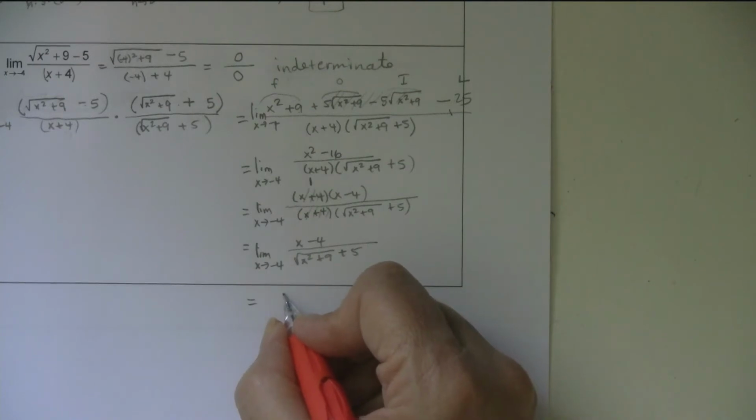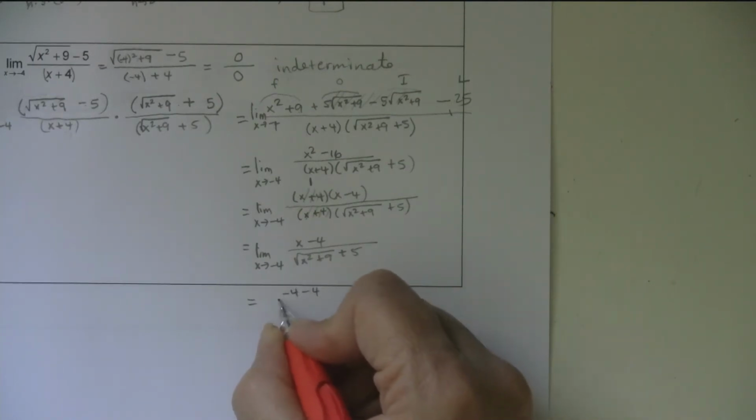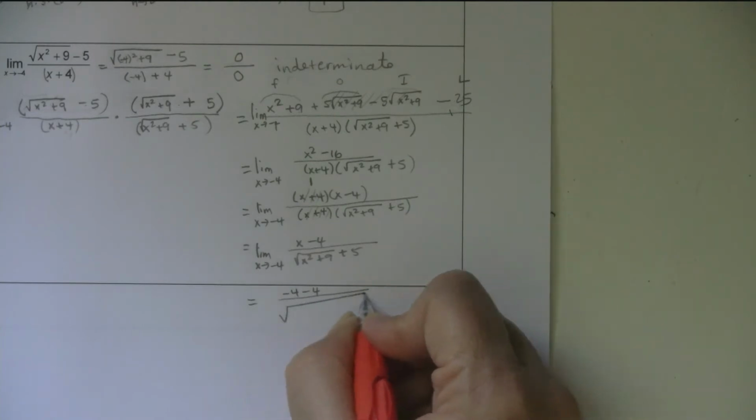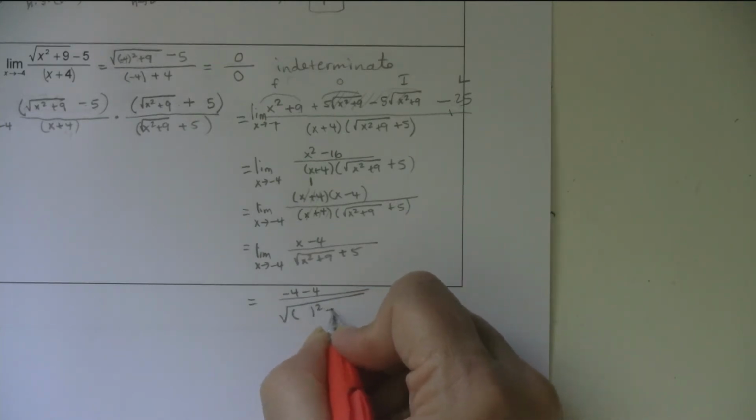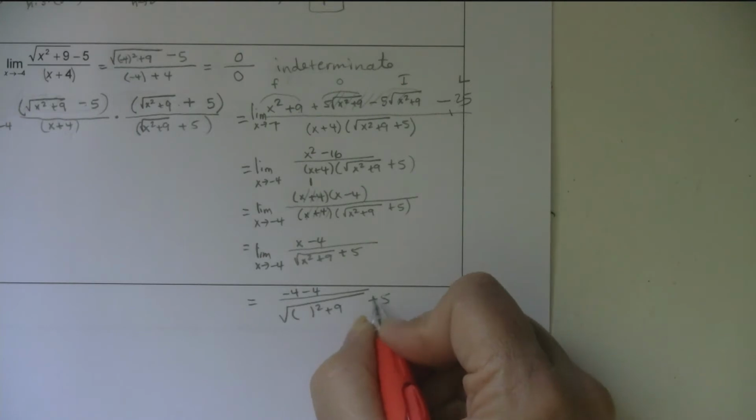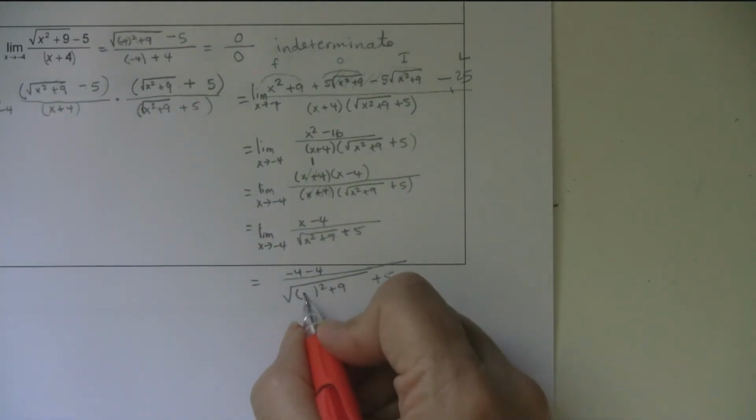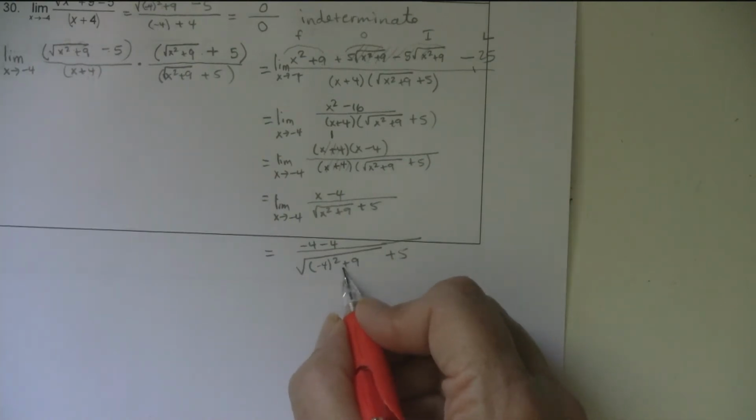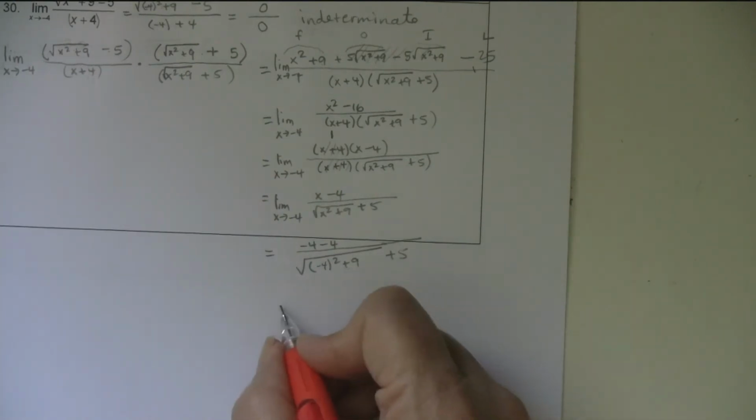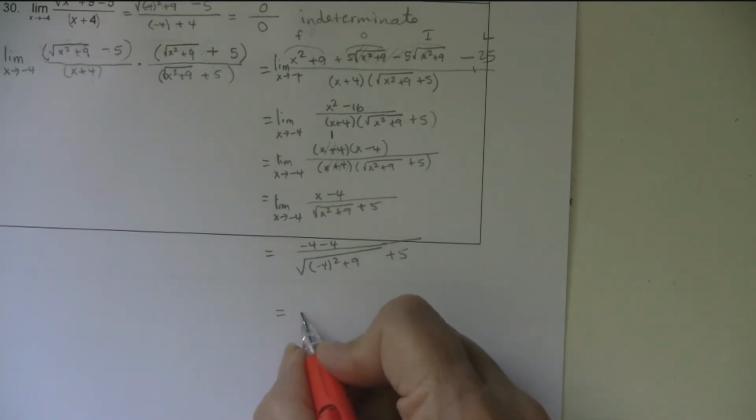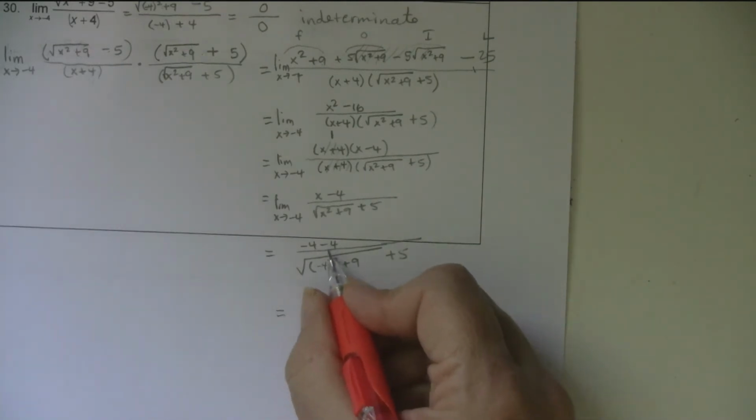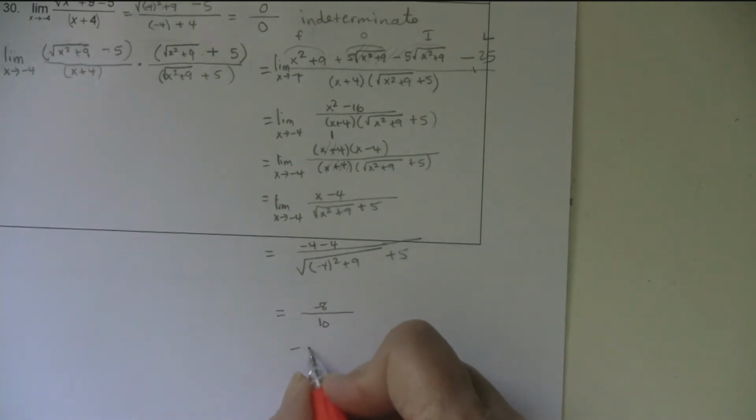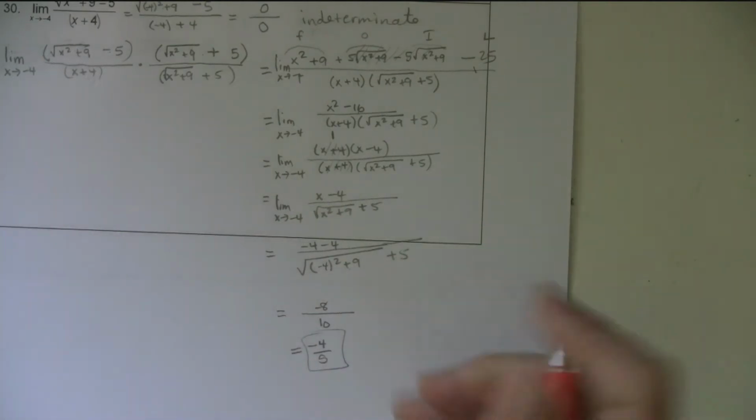We're going to get, for the numerator, negative 4, take away 4. And in the denominator, parentheses are implied right there. So that's the denominator. And when I put in negative 4, I'm getting the square root of 25, which is 5. And 5 plus 5 is 10. Oh, yes, that's right. This is 10. And the numerator is negative 8. So this is negative 4/5 equals negative 4/5.